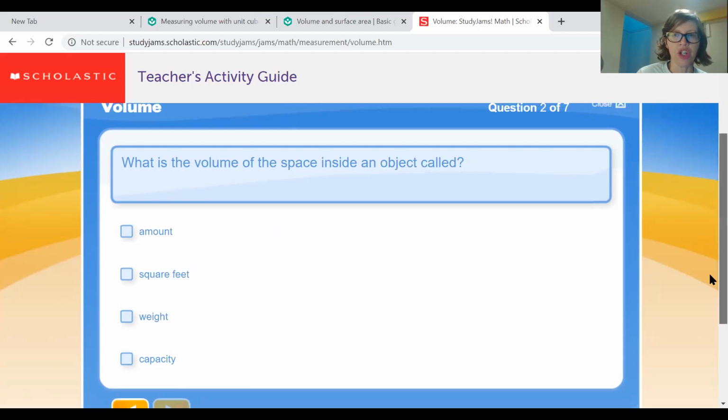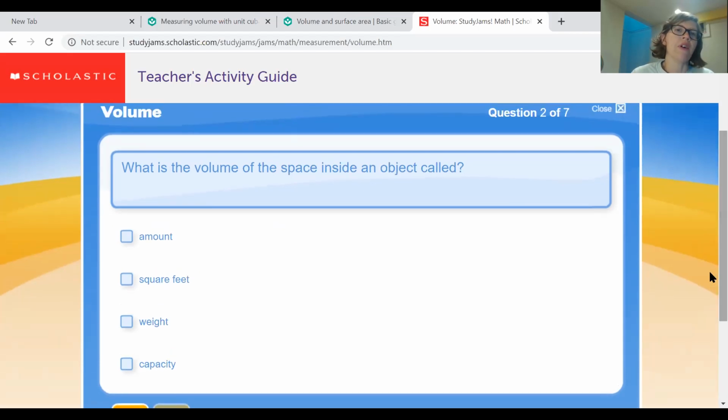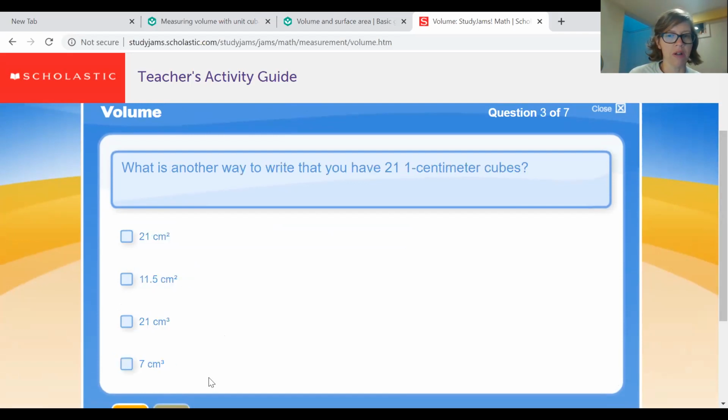All right, question 2. What is the volume of the space inside an object called? Is it A, amount, B, square feet, C, weight, or D, capacity? Again, you choose what you think is the best answer. All right, I'm going to go with D, capacity.